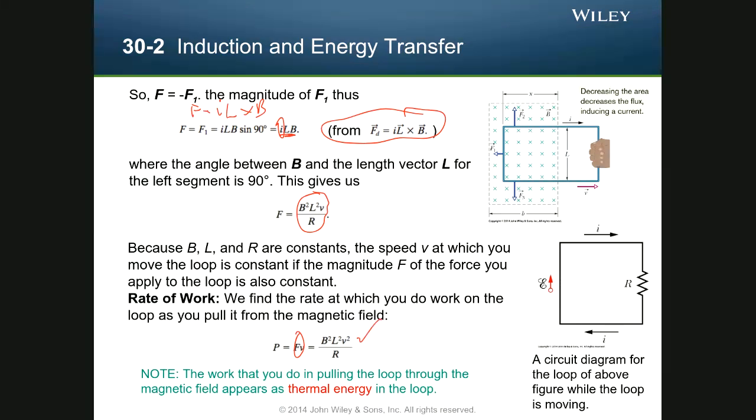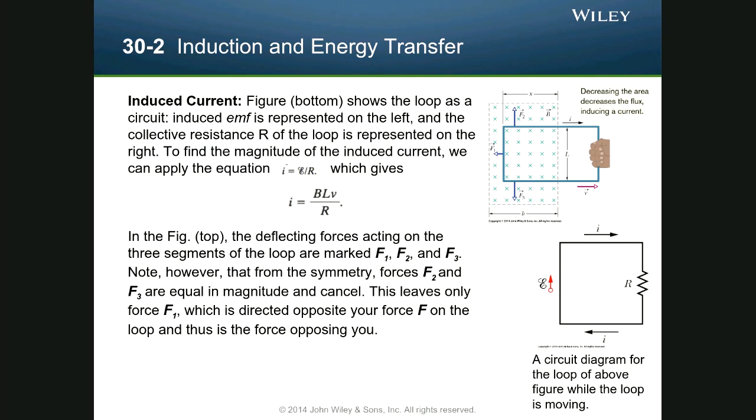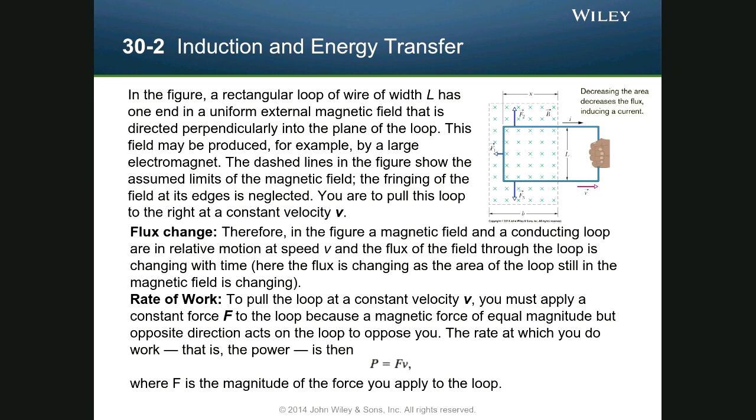Now note that the work that you do in pulling the loop through the magnetic field appears as thermal energy in the loop. Okay, so let's go back. We've seen it once. Let's go back and summarize each part of it and see how we constructed it. Now that we see where it's going, let's look at it again. So the fundamental question is, how much electrical power can you get from moving this loop through this magnetic field?